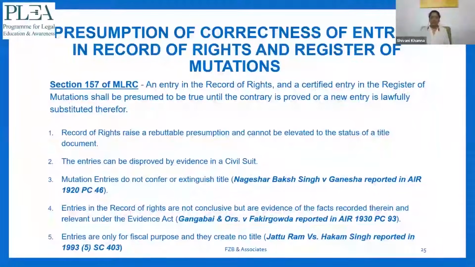After looking at all this, the first question which comes is, oh, then why do I do a document if I can just get my name on the mutation entry and that's the end of it? There was a lot of debate on this earlier in point of time, which is now at rest. The mutation entry, just because your name gets identified in a record of right, that by itself will never give you any title to the property.